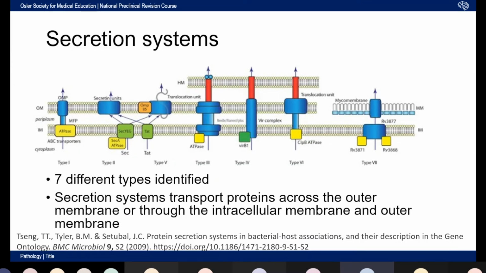Another important factor in pathogenesis is secretion systems. So there are 7 different types that have been identified, and type 7 is found in Mycobacteria and Staphylococcus. And the others are also found in a variety of gram-positive and negatives. So the secretion systems transport proteins across the outer membrane or through the inner membrane and outer membrane.